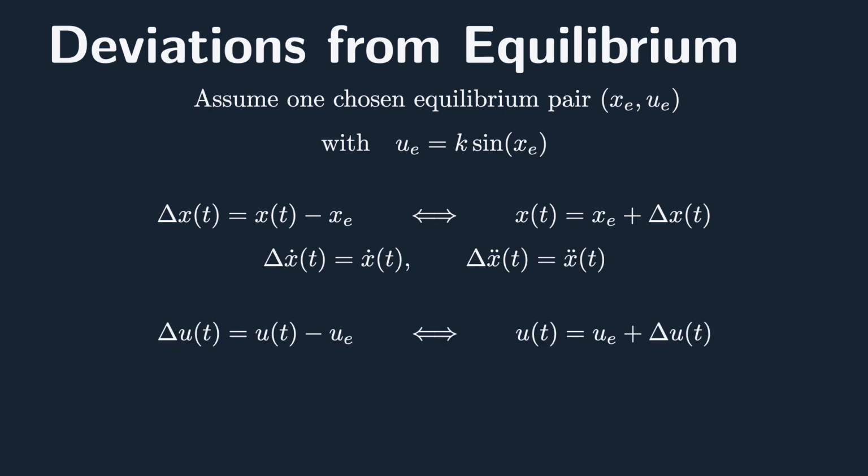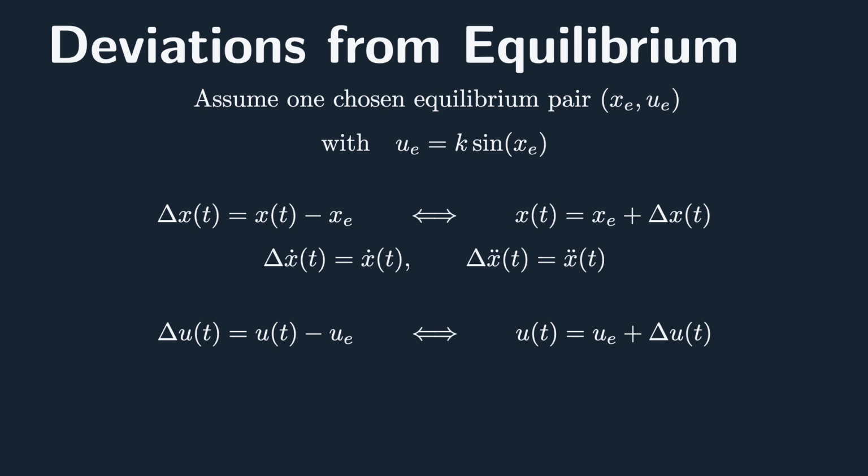We also define delta u of t as the deviation from the equilibrium point. So, delta u of t equals u of t minus u sub e. Or, equivalently, u of t equals u sub e plus delta u of t.